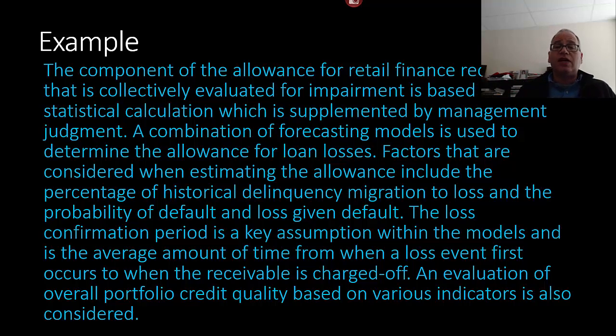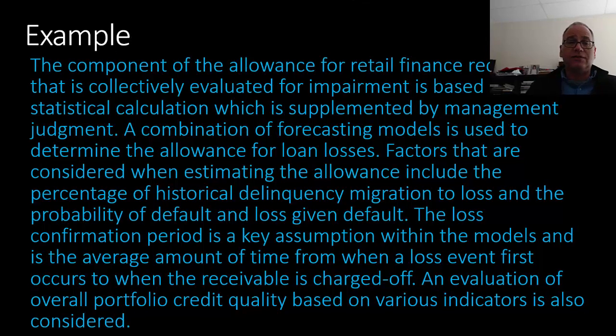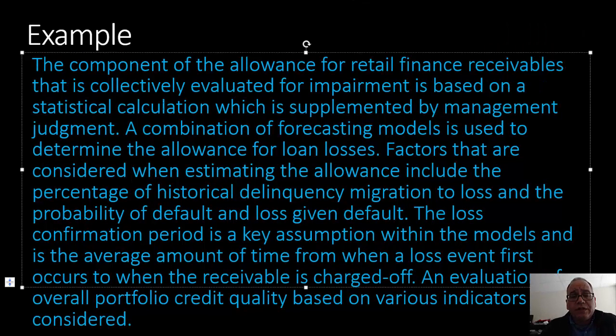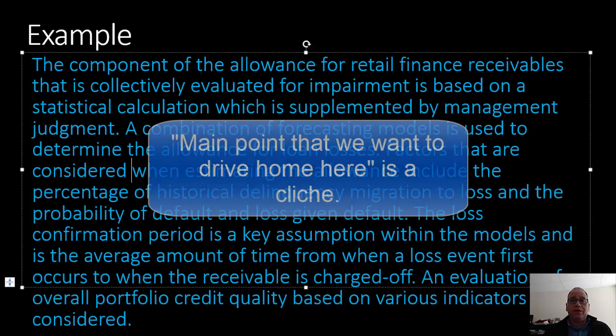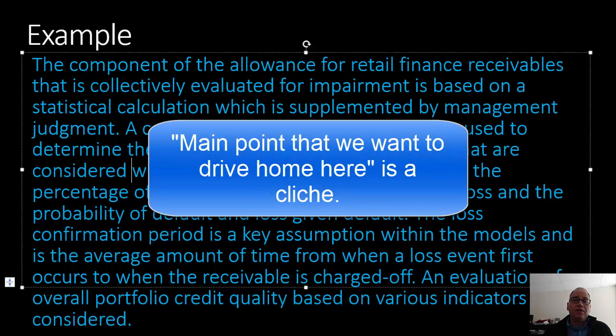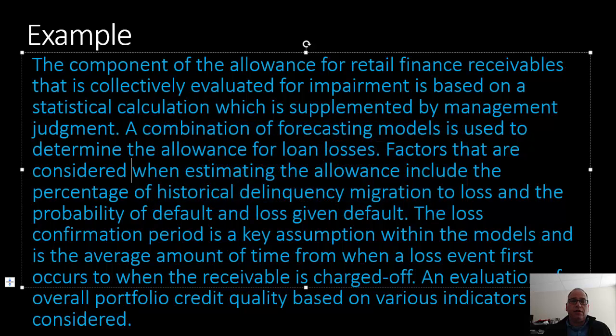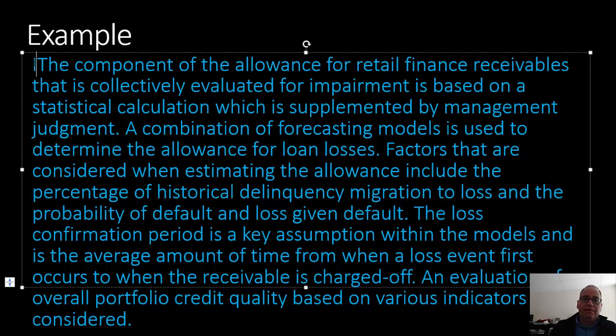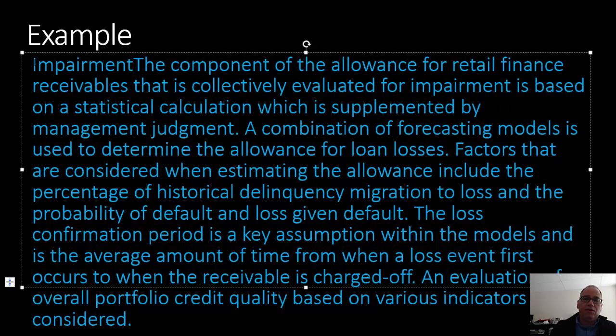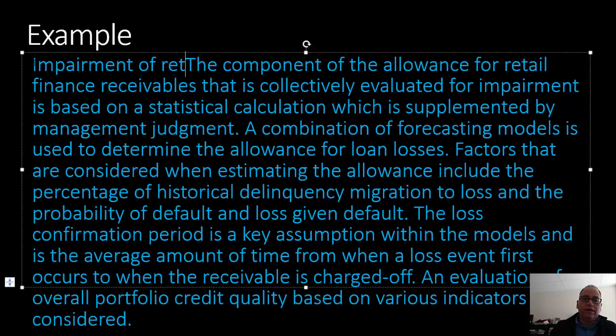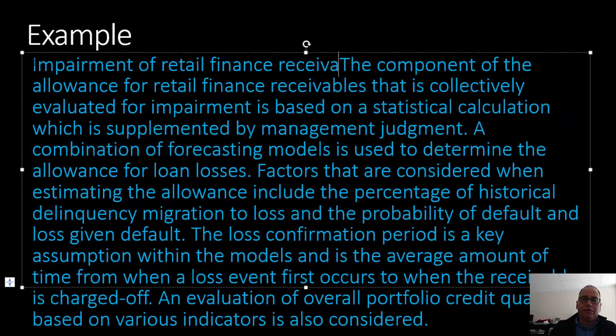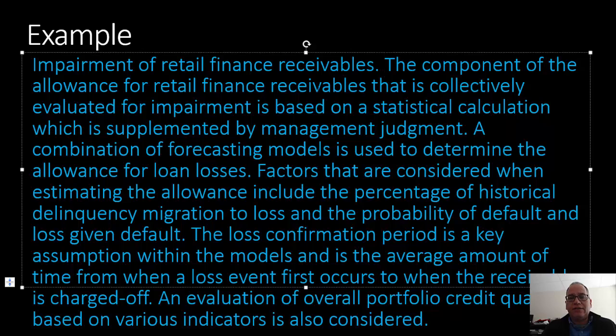Now, let's work this sentence so that it can start to make sense. Let's go through this sentence by sentence. First of all, what are we talking about? What is this whole paragraph about? And that's very important because that's the main thing that we want to drive home here. It's about how they evaluate the allowance for receivables for impairment. So it might be nice if we write here at the very beginning, impairment of retail finance receivables.